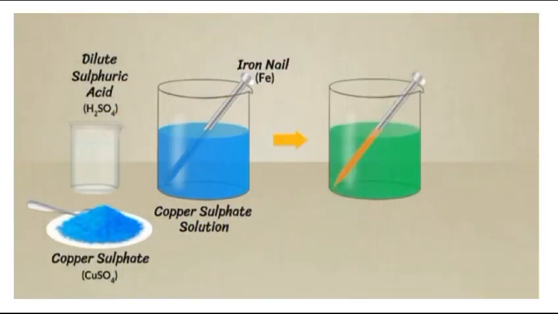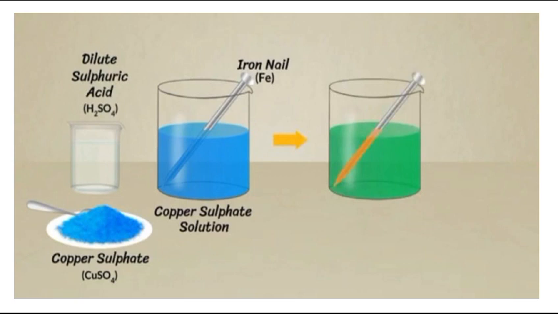Take some water in a beaker, dissolve a tablespoon of copper sulfate in it and add a few drops of dilute sulfuric acid into it. It forms a blue color copper sulfate solution. Now take a polished iron nail and put it inside the beaker. Gradually, the blue color of the solution changes to green.